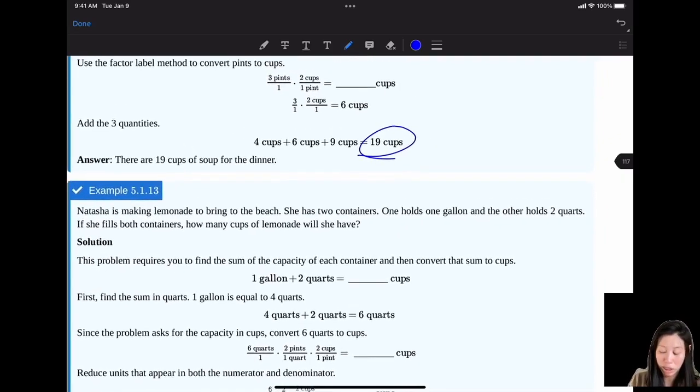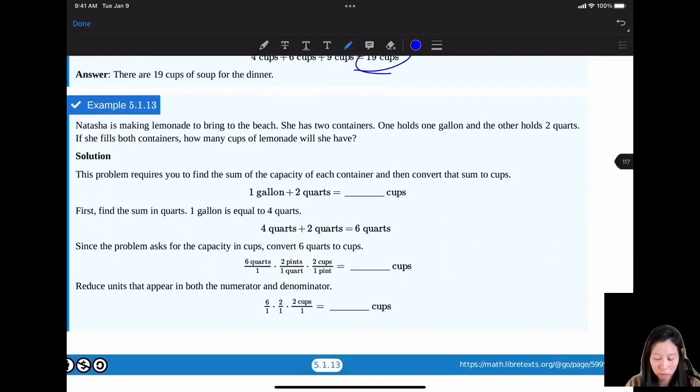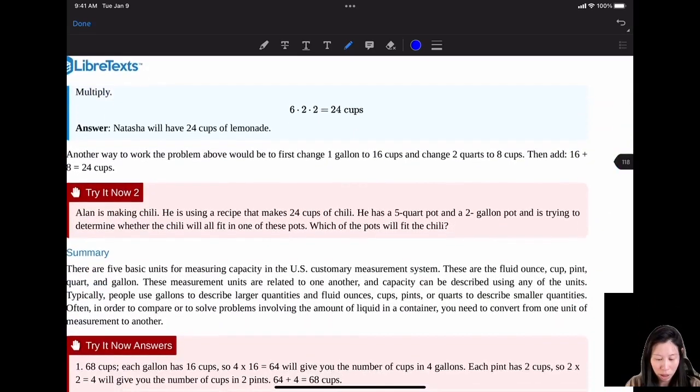So for this type of question, if they have different units and they ask you the total amount, you will try to convert the different units into one unit. You can choose pints, quarts, cups, you can even use gallon. That's totally fine. For me, I will always try to convert the bigger unit to a smaller unit because that's easier to calculate. Okay, I'm going to skip that one.